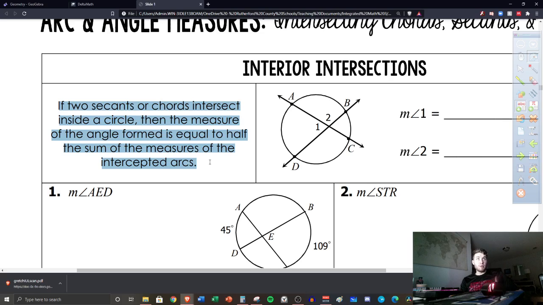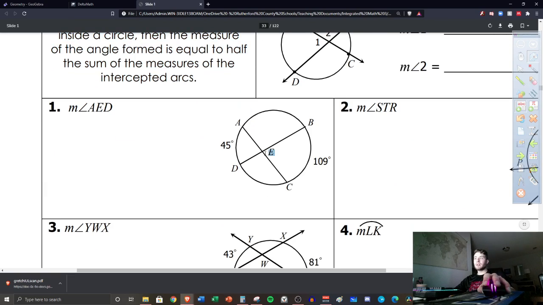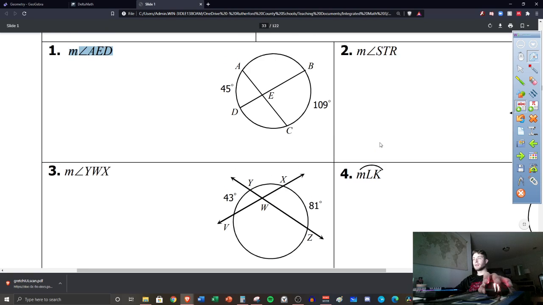I'm going to pause and make sure that you write this down next to that, okay? So basically, let's go ahead and pause. Basically, to find these angles here, because this one wants the measure of angle AED, we're going to do both of these here.